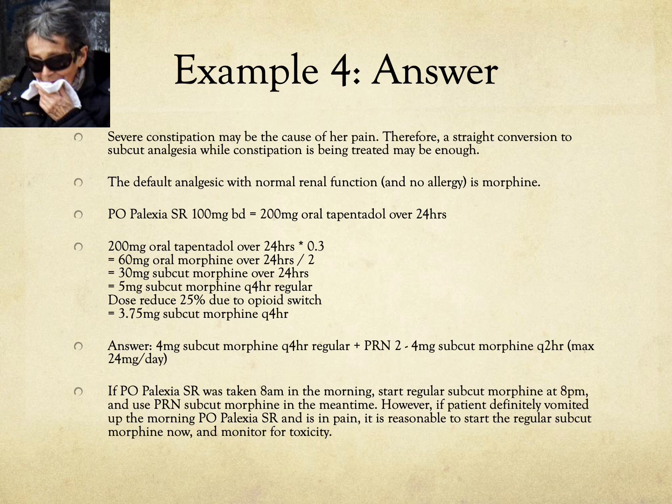If the oral Palexia slow release was taken 8 a.m. in the morning, start the regular subcut morphine at 8 p.m. and use PRN subcut morphine in the meantime. However, if the patient definitely vomited up the morning oral Palexia slow release and is in pain, it is reasonable to start the regular subcut morphine now and monitor for toxicity.